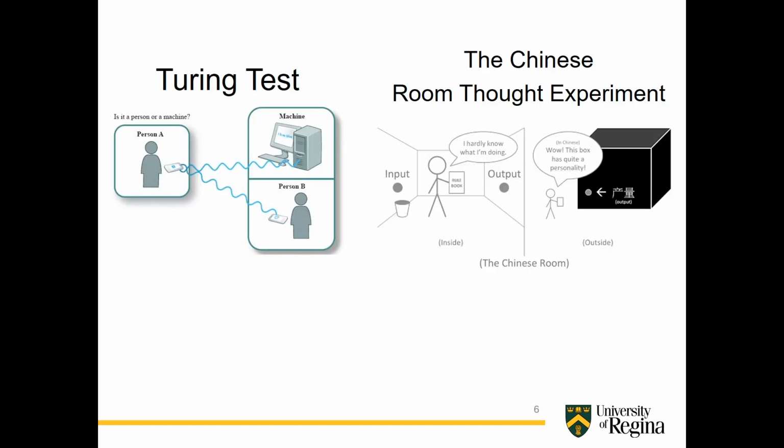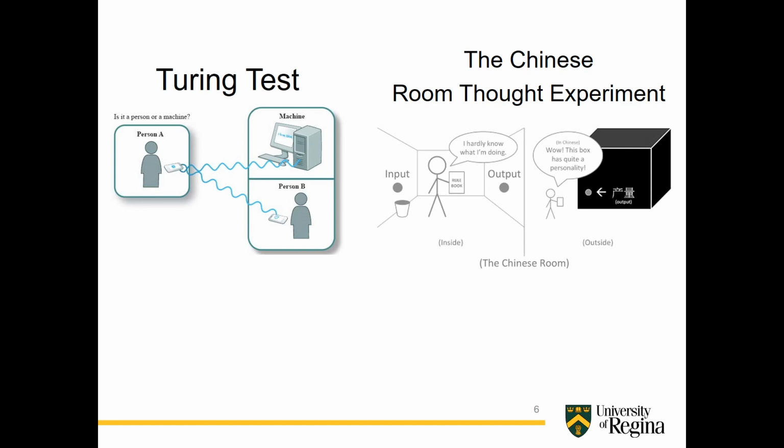But how do we test this? The Turing test is a test of a machine's ability to exhibit intelligent behavior equivalent to or indistinguishable from that of a human. To pass this test, a person A must hold conversations with person B and the machine, unaware of which one is which. If person A is unable to distinguish the machine from the person, then it has passed the Turing test.